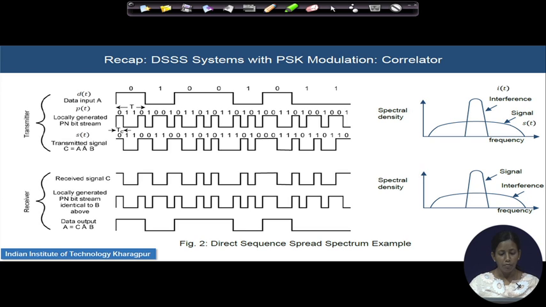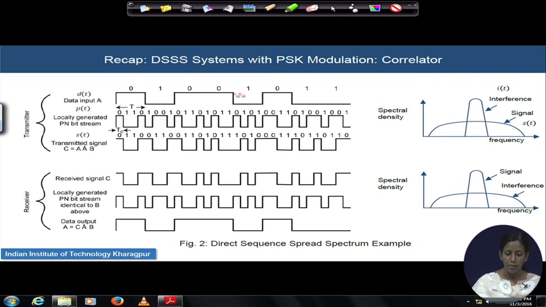So, this is a recap of the transmitted waveform generation and the spreading and despreading process. In the transmitter, we took the signal d(t) like this. Remember, I have denoted the transmitted 0 as plus 1, and transmitted 1 is denoted here as minus 1. The transmitted signal had a symbol duration of Ts, and the locally generated PN sequence bit stream had a chip duration of Tc.